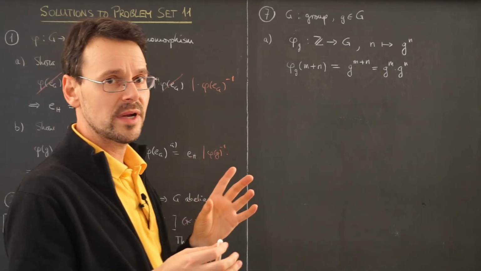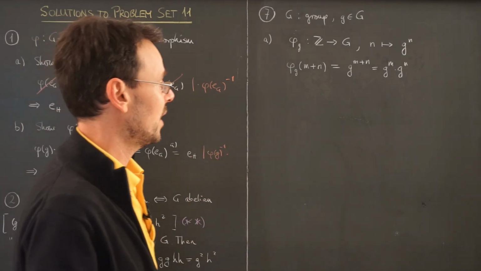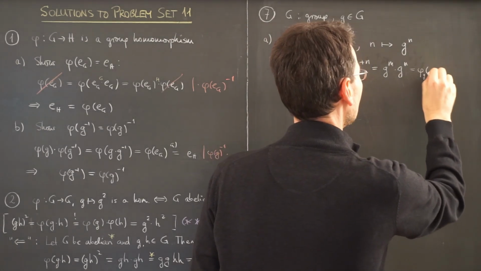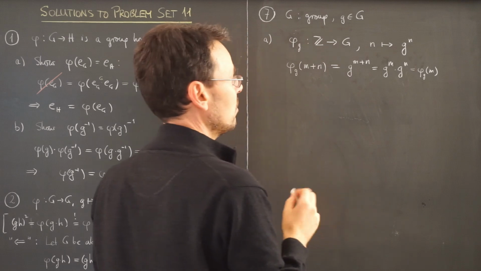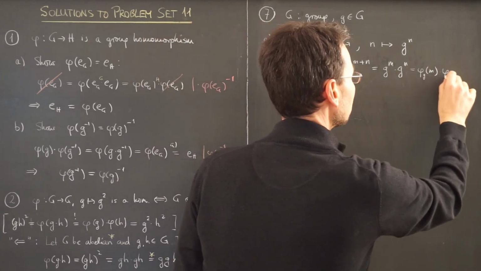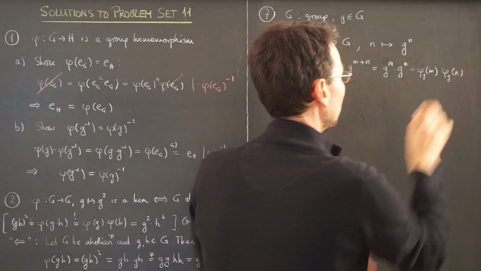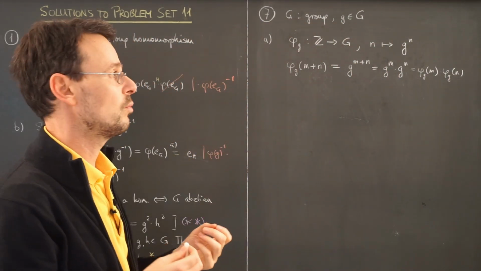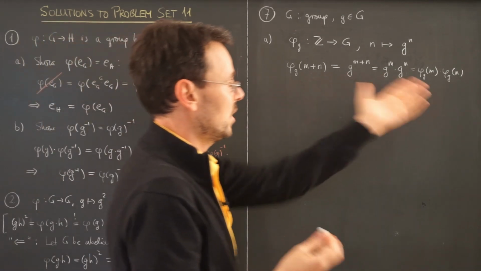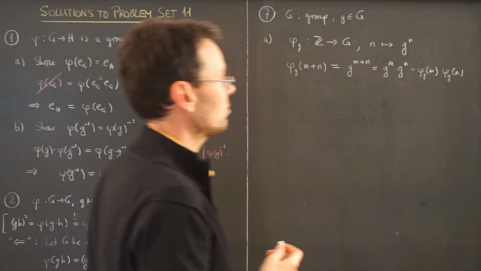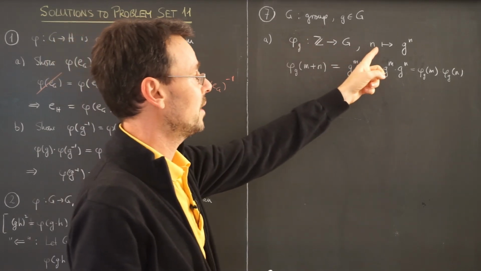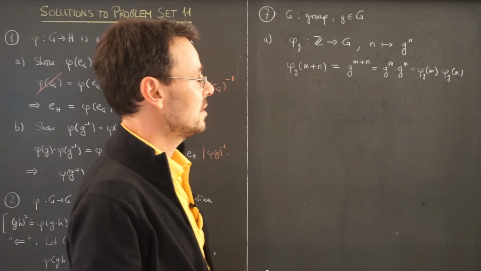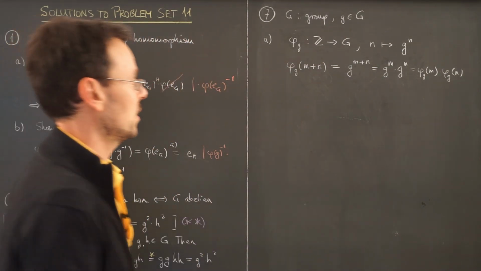Was a bit tedious to write down, but now we are happy that we have it, because now we see this is phi sub g of m times phi sub g of n. And this here is now the multiplication or operation in our group G. And that's all. This is the homomorphism property. So we clearly have a well-defined map that sends an integer to a group element, and it satisfies this condition here. So we are done.